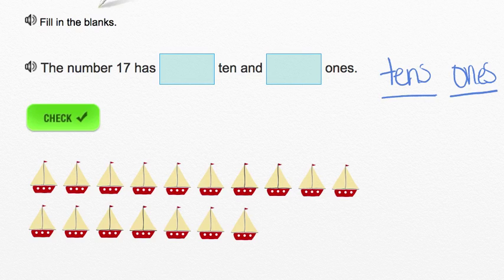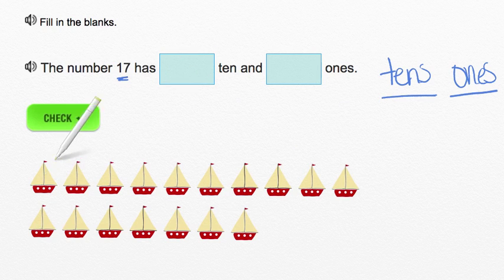Fill in the blanks. The number 17 has blank 10s and blank 1s. Let's use these 17 sailboats to find out how many 10s and 1s we have in the number 17. Let's start with our first row.